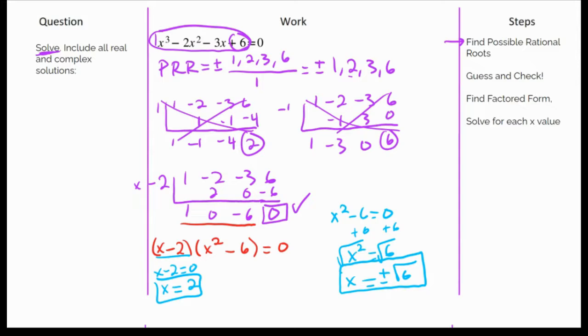Now, when I look back at my answers, right, I have 3 solutions. I have 2, I have the square root of 6, and I have negative square root of 6. 3 solutions. When I look back at my original problem, the degree is 3. Therefore, it makes sense that I have 3 answers.